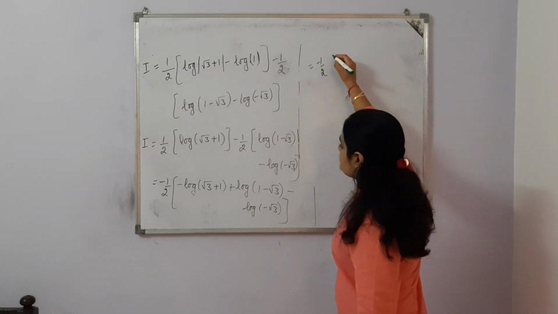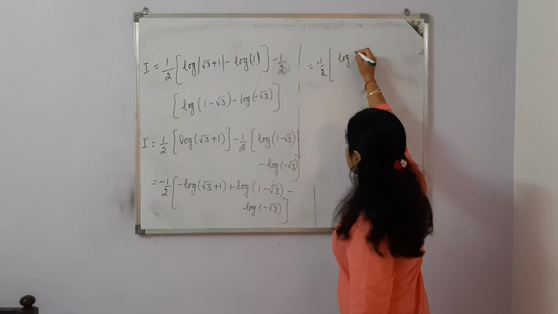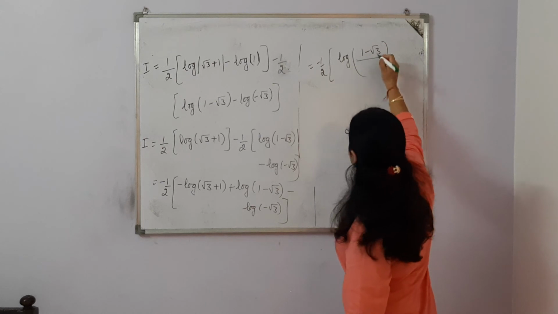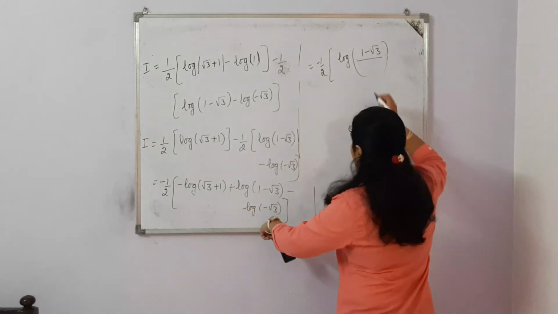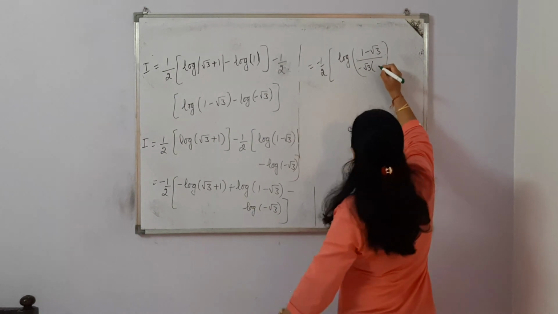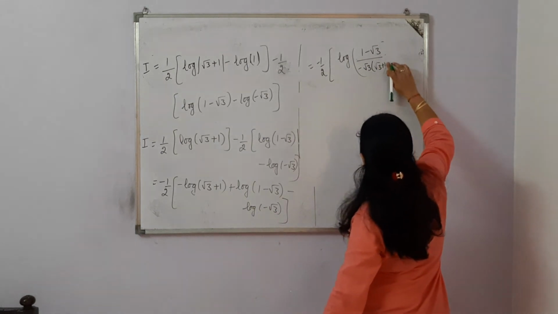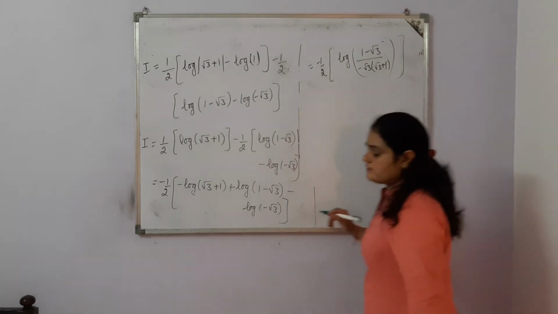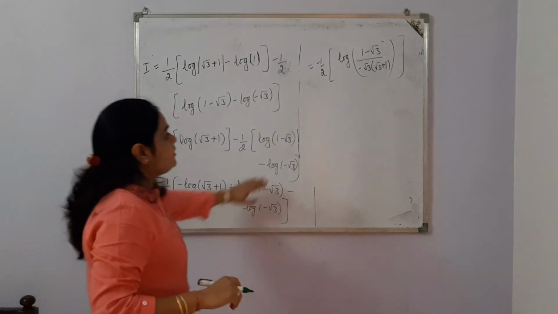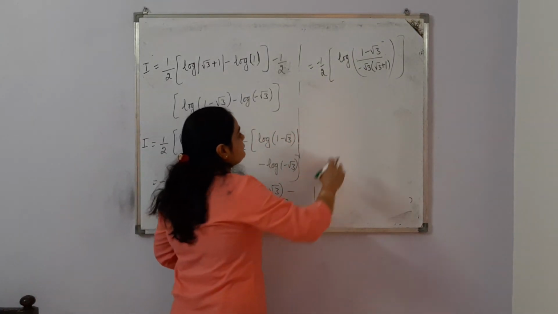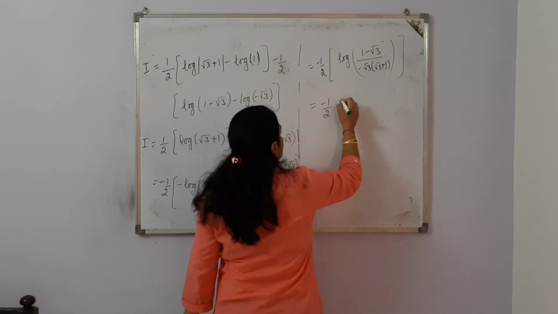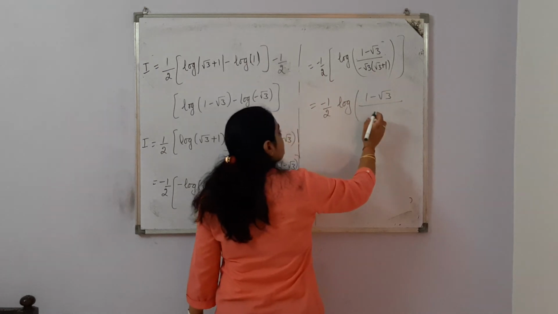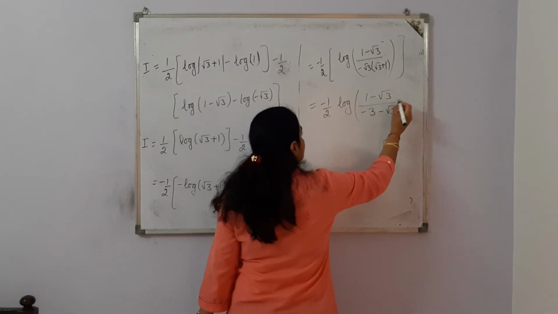This is minus 1 by 2 log of 1 minus root 3 upon minus root 3 into root 3 plus 1. So log's properties were applicable, and I have already applied the log property. After that I will multiply 1 minus root 3 by minus root 3 into root 3, which is minus 3 minus root 3.